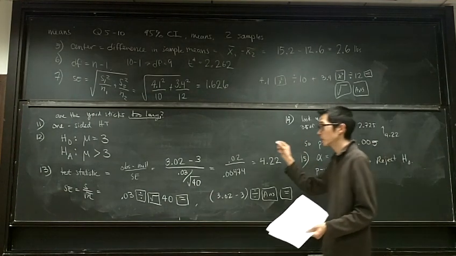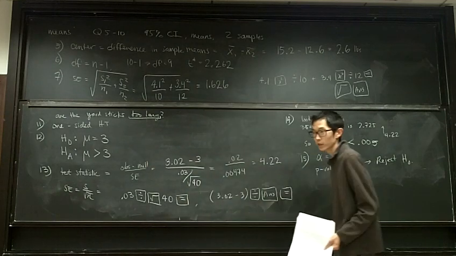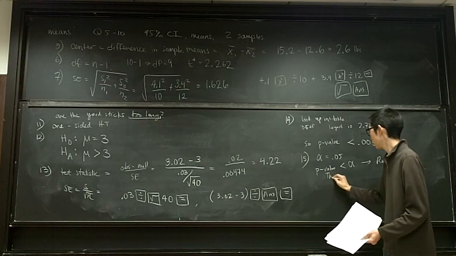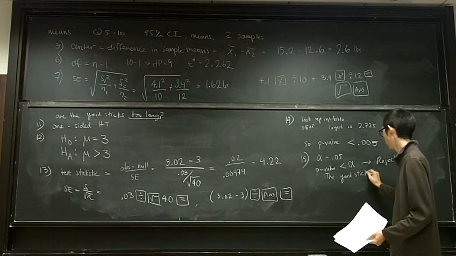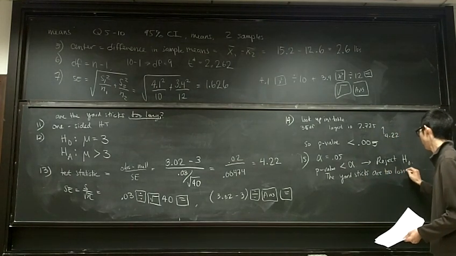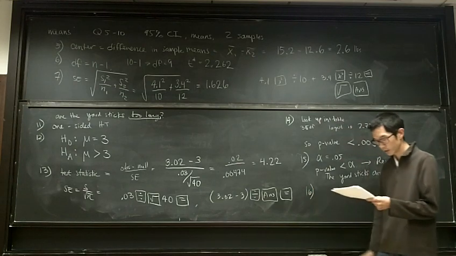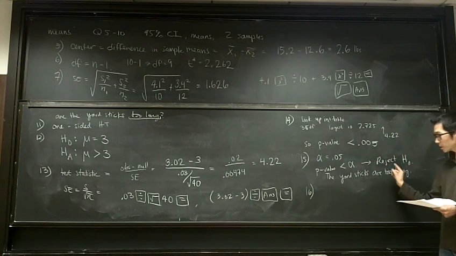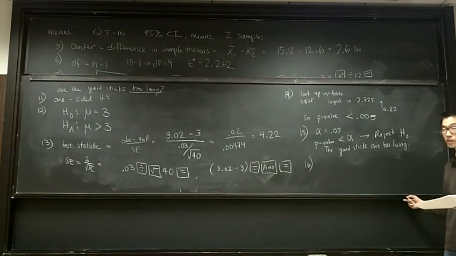And what does that mean? It means the yardstick machine is making yardsticks that are too long. Yardsticks indeed are too long. And number 16, if this conclusion was wrong, what kind of mistake did you make?